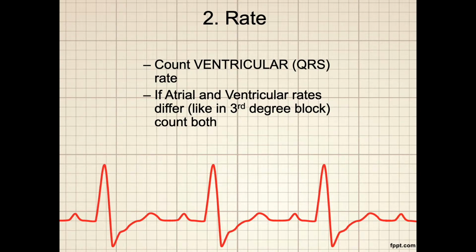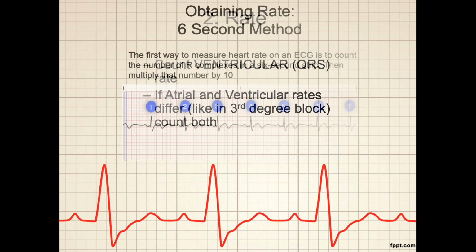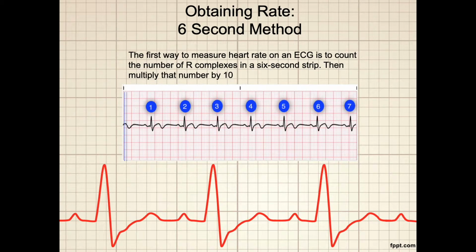If you're counting atrial flutter, you'll count flutter waves, and you'll compare them with the number of QRS complexes, and you will give that a ratio. But first, you have to determine how fast the heart is beating. There's a number of ways to do this. One way is the 6-second method.